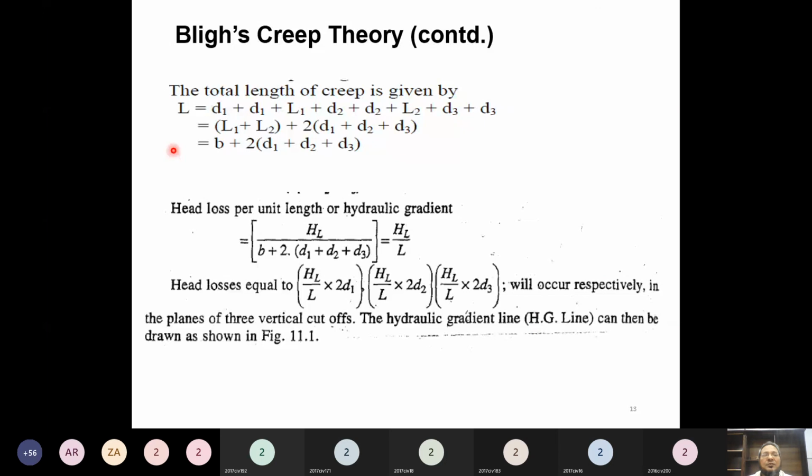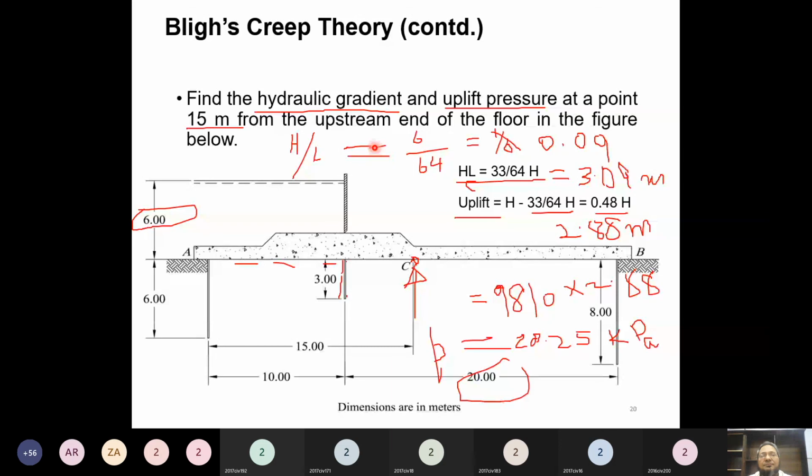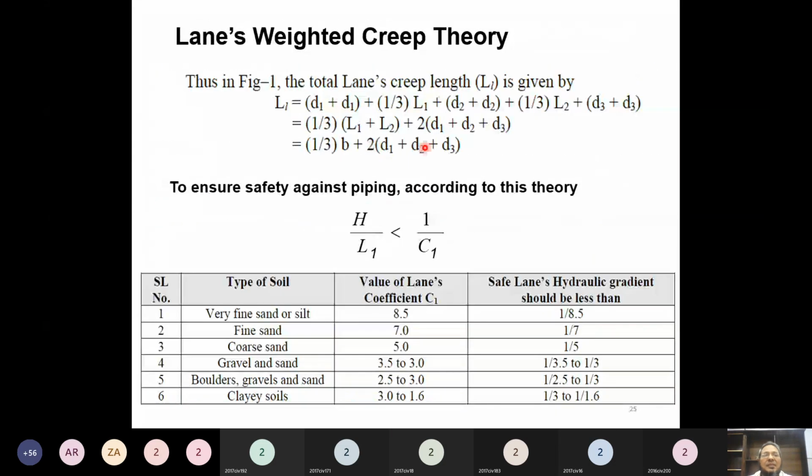According to Bligh's theory the total creep length is b plus twice the depth of the cutoffs, but now it is changed. Now it is 1/3 of b plus twice of the same vertical depth of the cutoffs. Is it easily understandable? Why, brother? Yes sir. Okay, so only the horizontal part has to be made 1/3 in computing the creep length, everything else remains the same.